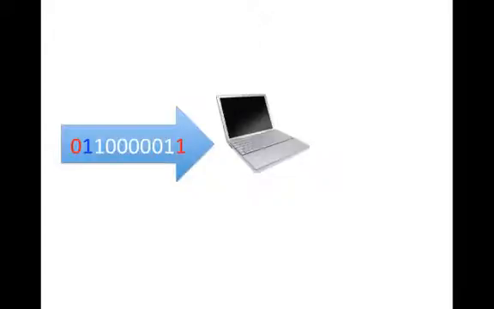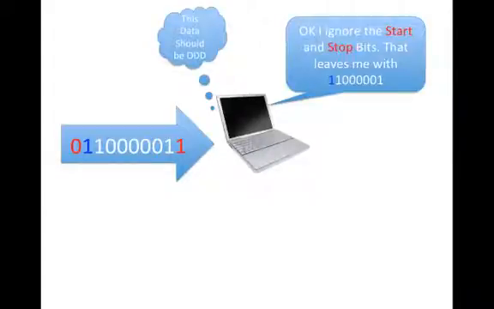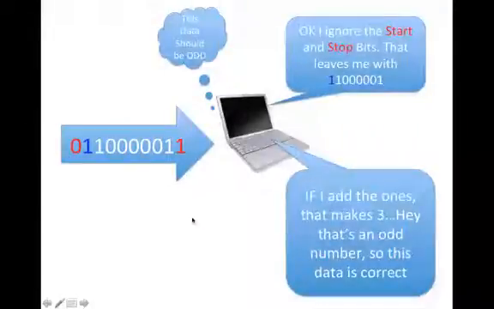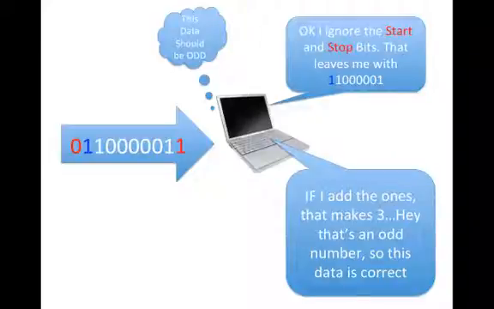So here comes an incoming packet of data, 10 bits. The computer knows that this data should be odd. It ignores the start and the stop bits, and that leaves it with 1 1, 5 zeros, and a 1. You can see those from here. The computer adds the ones, and that makes 3: 1 plus 1 plus 1. It determines that 3 is an odd number, so it thinks that the data being sent is correct. And indeed, we know that it is, because it was the capital letter A.